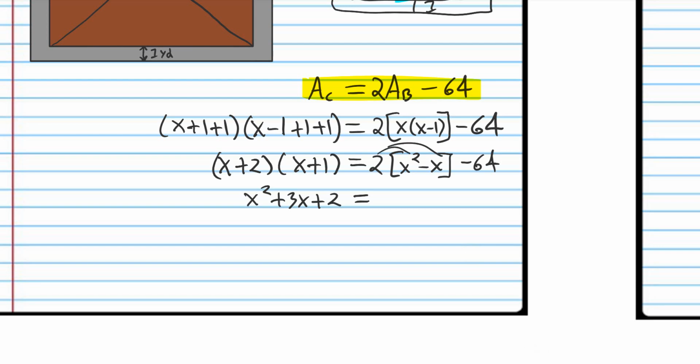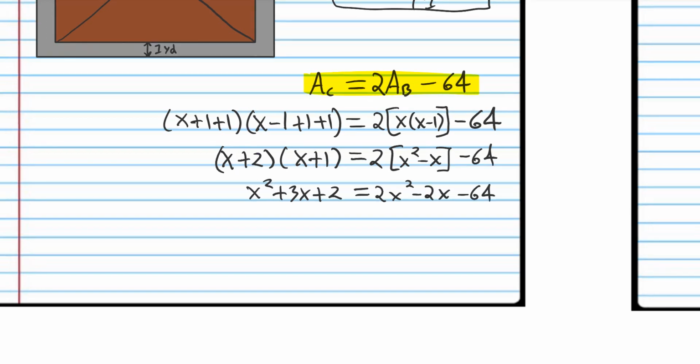Then we'll distribute there. We get 2x squared minus 2x. And subtract x squared from both sides, and you get x squared. Subtract 3x from both sides, and you get negative 5x. Subtract 2 from both sides, and you get negative 66. Now again, I could have put everything on the left side of the equation, but then you'd have a negative x squared if you put it over here. We don't want a negative on the squared term.